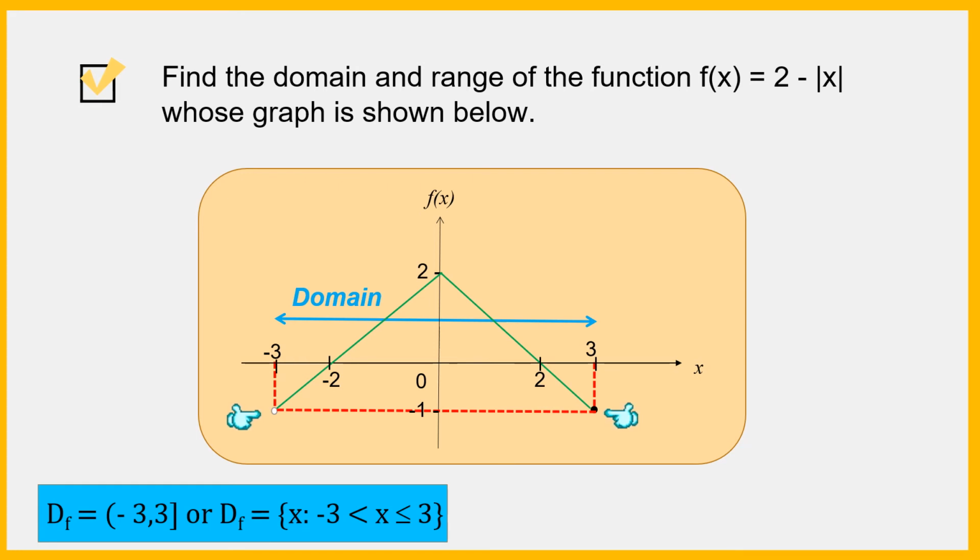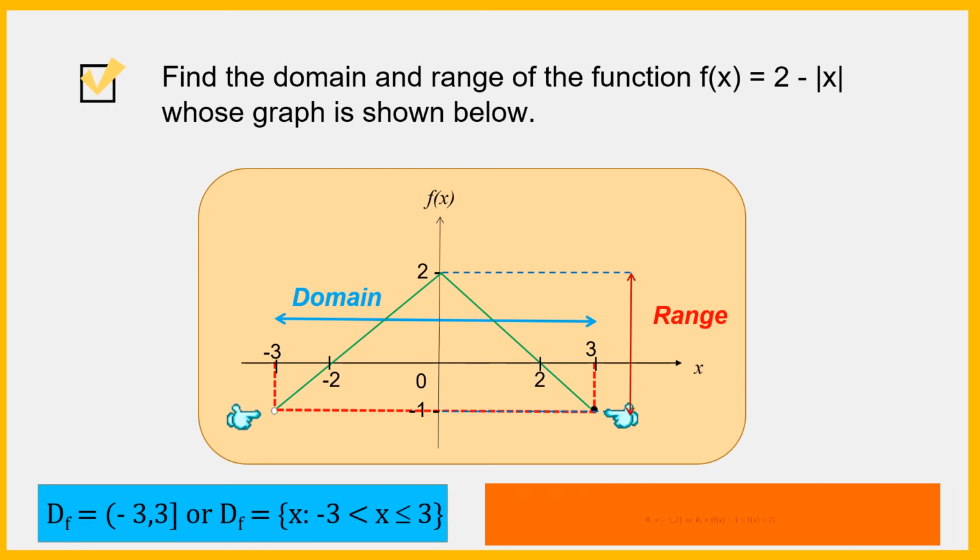Meanwhile, the graph extends vertically from negative 1 to 2 inclusive. Thus, the range of f is written, in interval form, as [-1, 2], or in set form, f of x such that f of x is greater than or equal to negative 1 and less than or equal to 2.